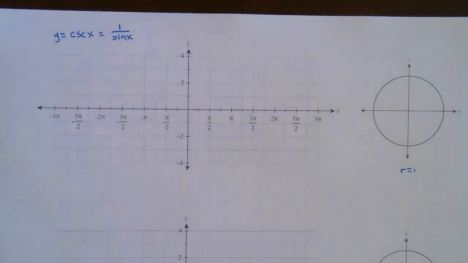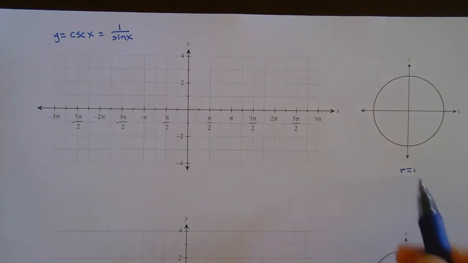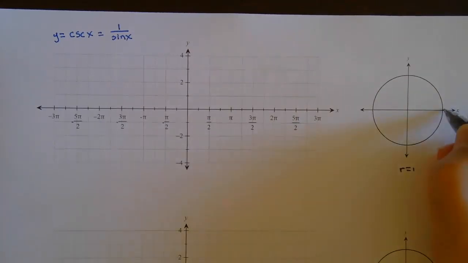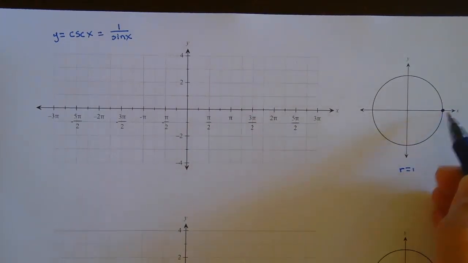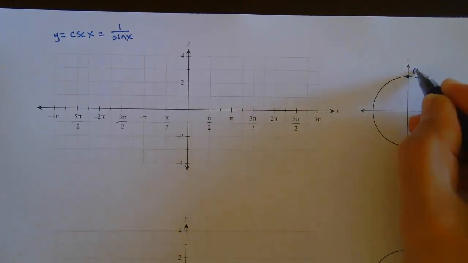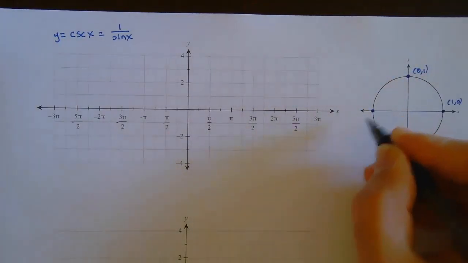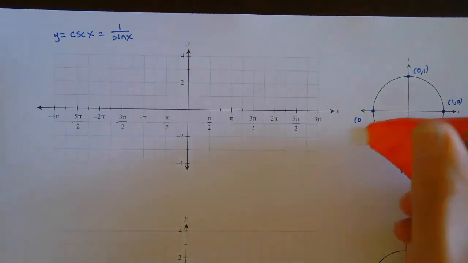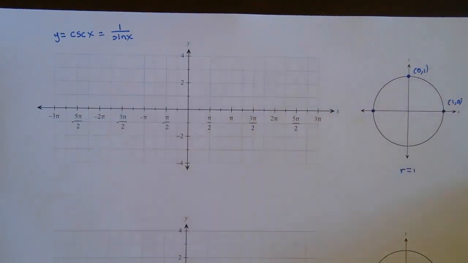Sine is y over r. So cosecant would have to be the reciprocal of that, which is r over y. We're going to use the radius over the y coordinate, and that's going to cause some points to be undefined. Right here, we know that if we have a radius of 1, this point is angle 0, and we'd have (1, 0). This point right here would be (0, 1). This point right here would be... whoops, negative 1, 0, right?